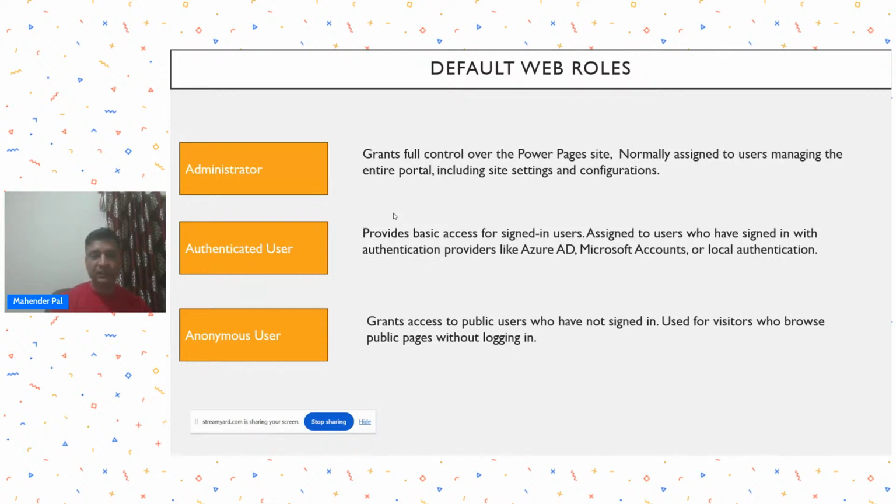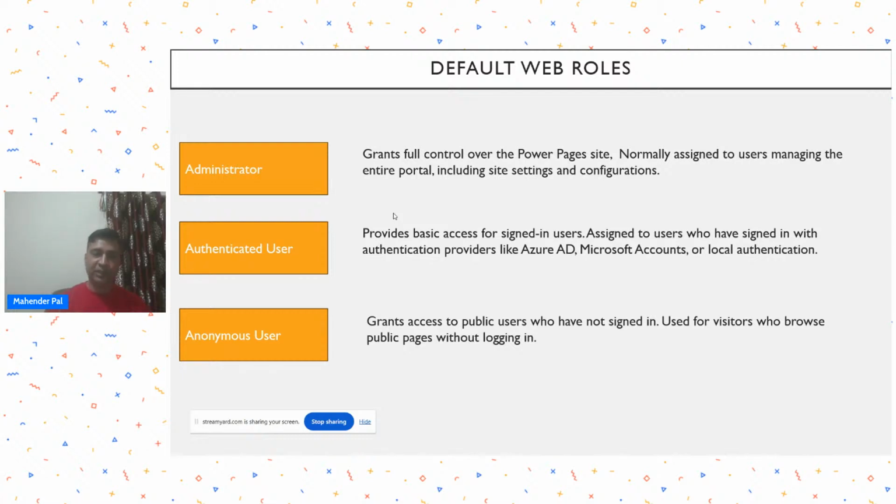So you are basically the anonymous user. You have not entered any credential to that. You are just browsing their data. So whatever data is exposed, that is exposed to every user who is not an authenticated user. Okay, so these are the three types of web roles that are available by default.